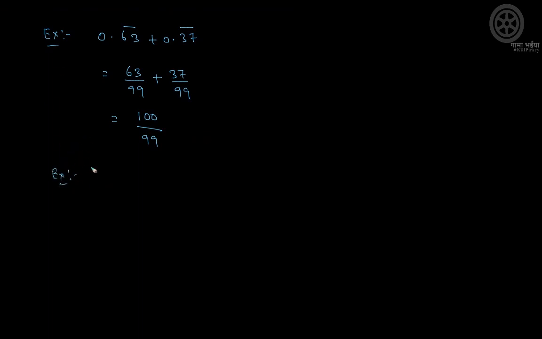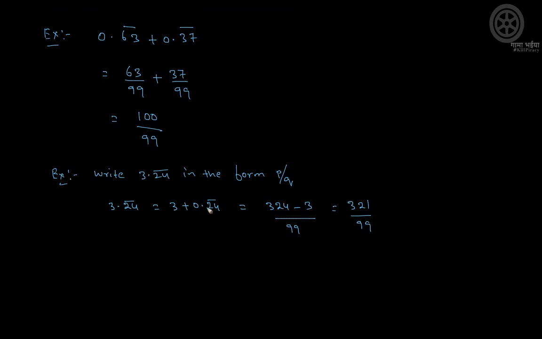We will discuss one more example. Write 3.24 bar in the form P by Q, right? See, by avoiding the earlier steps, we can do it very simply. Instead of writing 3 plus 0.24 bar, directly you can write 324 minus 3 by 99, right? So you will have 321 by 99. Same thing you will get here. No need to worry. You can check it.